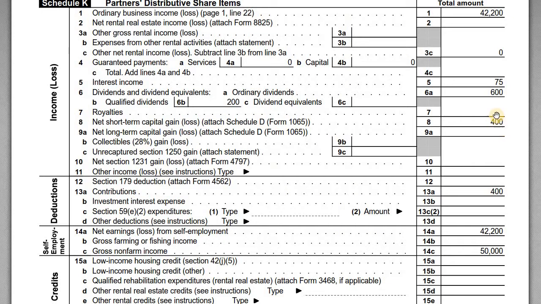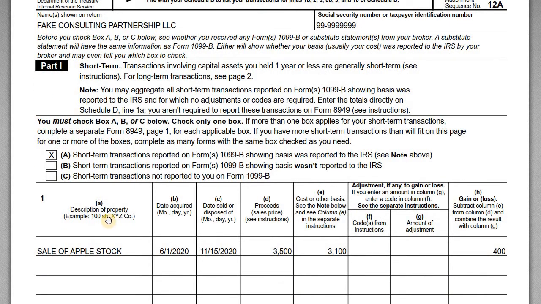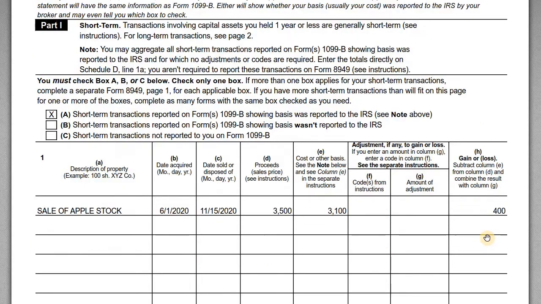Okay, so lines 8 and 9A, capital gains. They had $400 worth of capital gains during the year. These are originally reported on Form 8949, then Schedule D, and then pulled here. If we jump to 8949, sales and dispositions of capital assets, this LLC was trading some Apple stock during the year. They bought Apple stock for $3,100 and it went up a little bit. They sold it for $3,500, so they had a $400 gain.